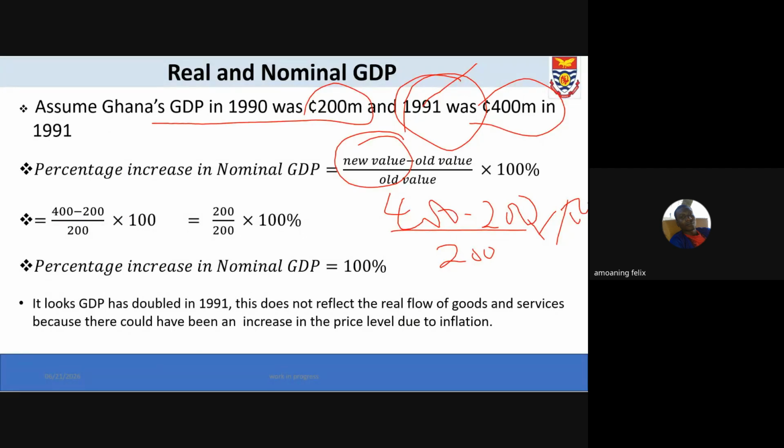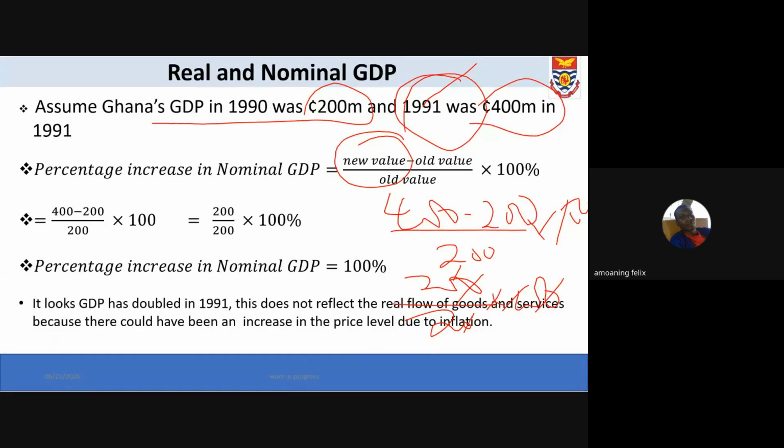Okay. So when I do this, I'm going to get this times this minus this, which gives 200 minus another 200, times 100. And this will give you 100%. So by just looking at it, we can say that our GDP has increased by 100%, and our growth rate is 100%, meaning that the economy has expanded by 100%, looking at this value.